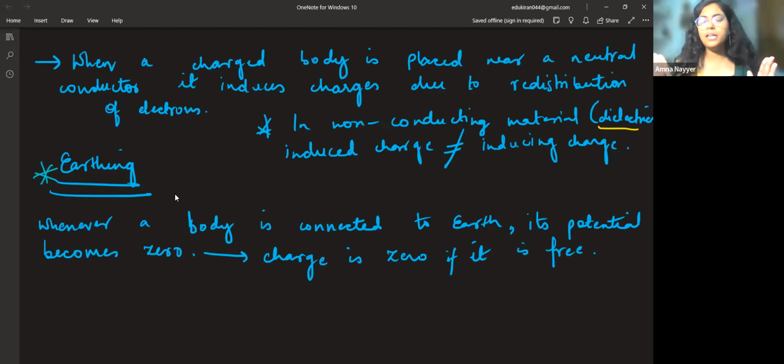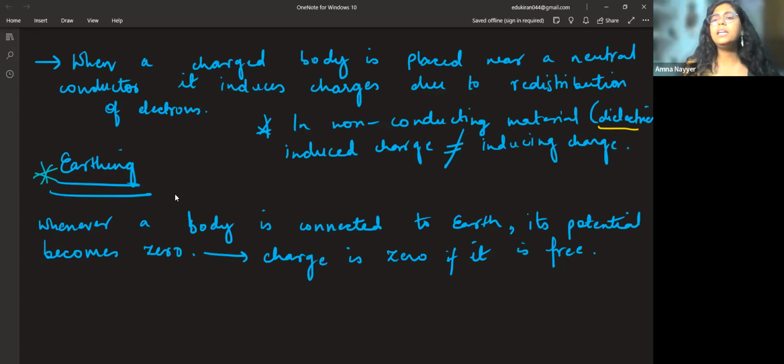We have separated it using induction. Until the time the glass rod is kept, we'll be able to separate it only. But what if we want one charge only to be placed in the material? Right? So there has to be a mechanism by which charges move. That process is known as earthing, where the charge moves directly to the earth. That's what we call earthing.